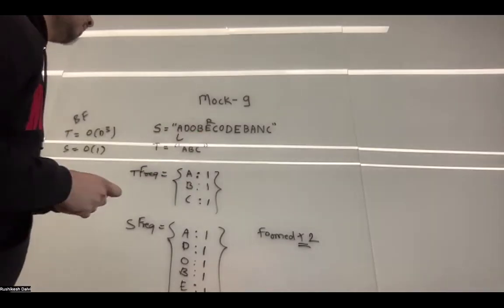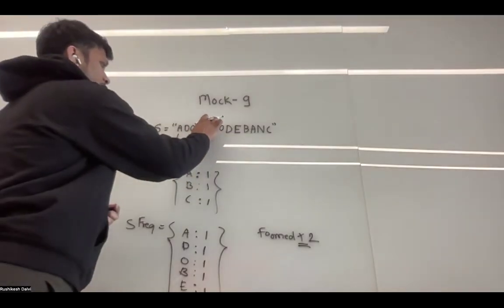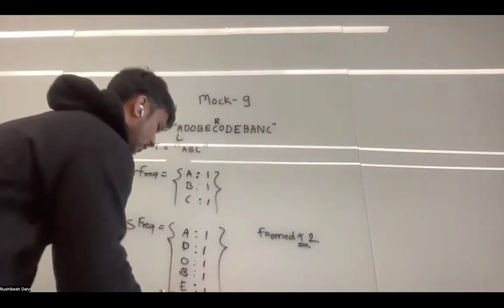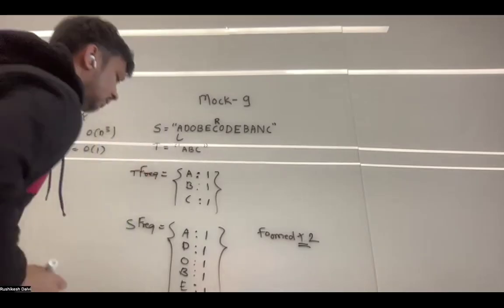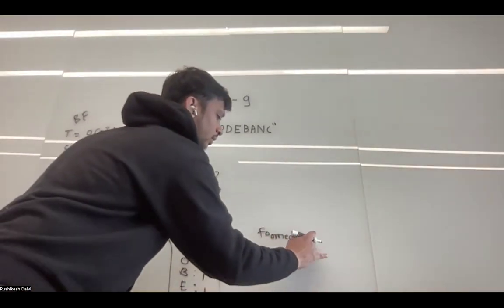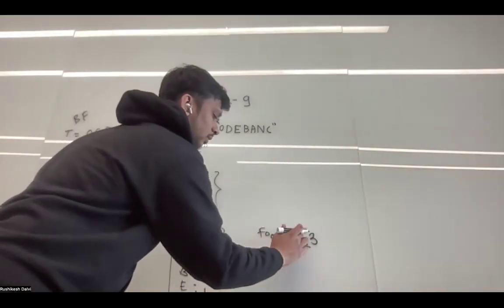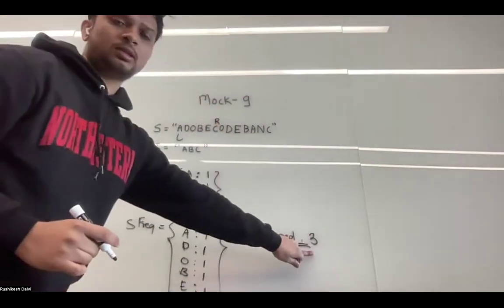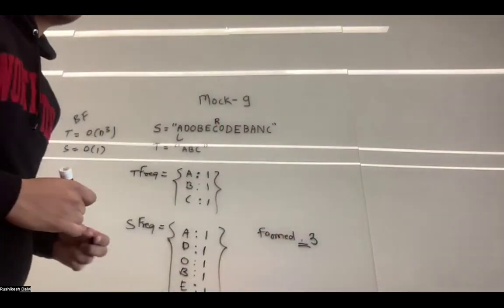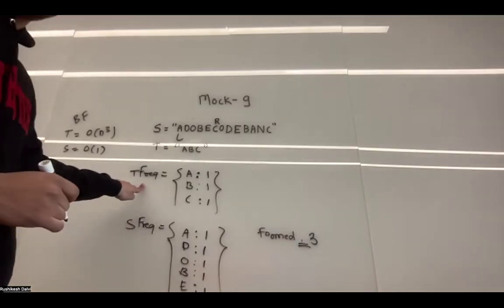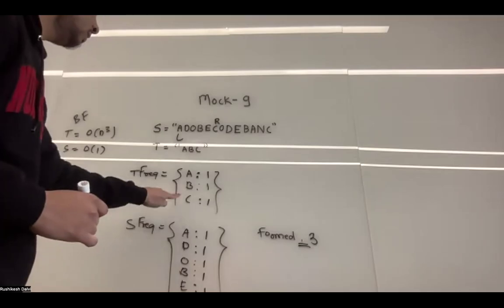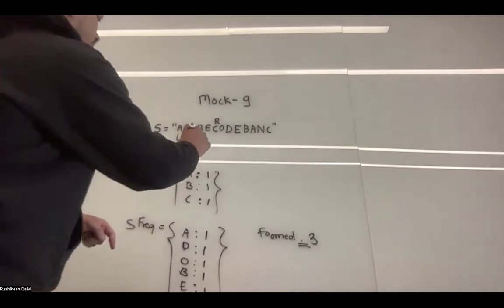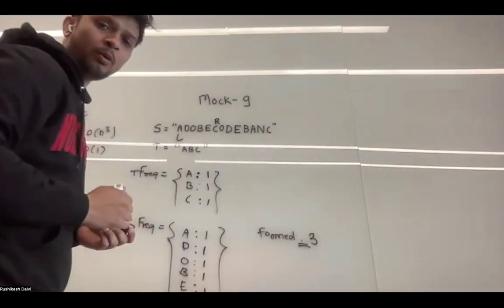I'm here now, my right pointer is at E. I will again increase my right pointer here. So C is 1, and now my formed length is 3. This variable reaches 3, that is my T frequency length. That means we have these three characters within my current window, that is between my left and right pointers.